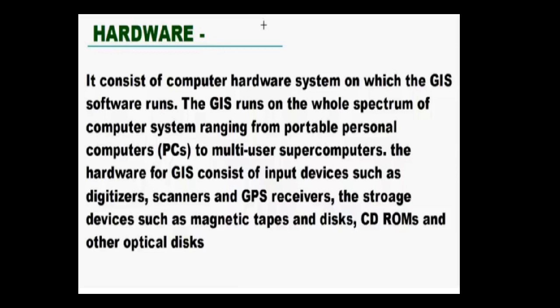And GIS runs on a spectrum of computer systems, ranging from portable personal computers to multiple user components. The hardware of GIS consists of many input and output devices such as digitizers, scanners and GPS receivers. Storage components are also present, such as magnetic tapes and discs, CD-ROMs and other optical discs. So this is a hardware component which is very much necessary for the working of GIS.